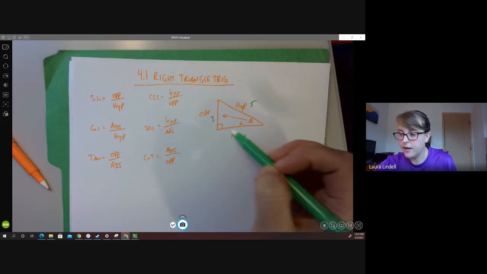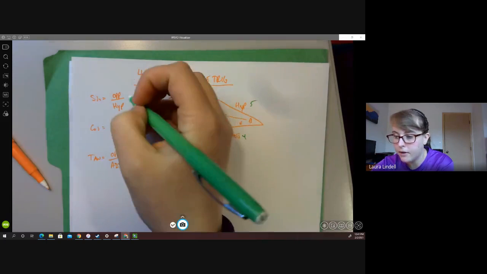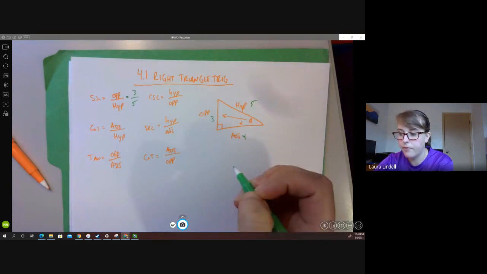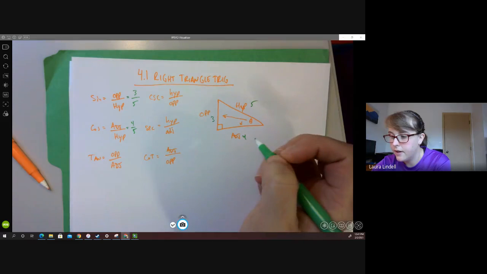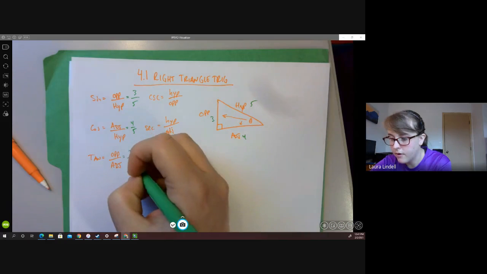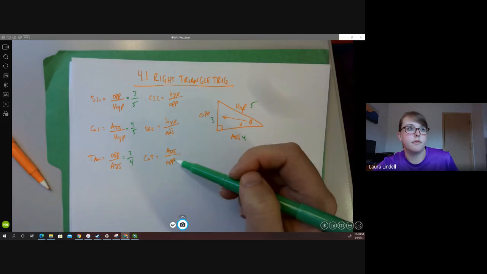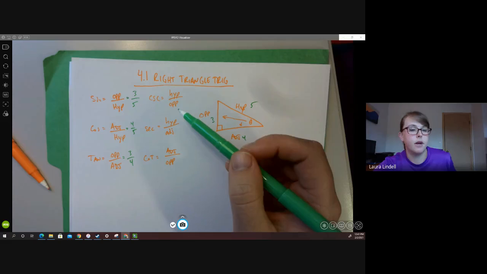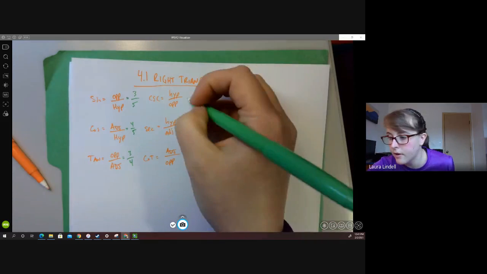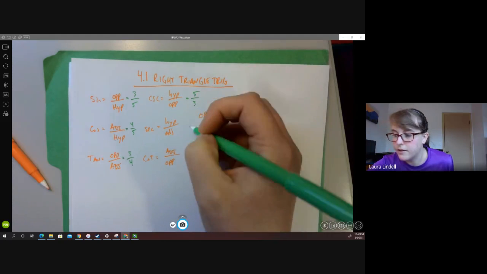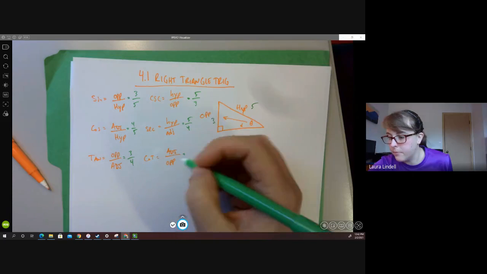Anyway, if we had these side lengths for this particular triangle, then sine would be the ratio opposite over hypotenuse. So in this case, it would be 3 over 5. Cosine would be 4 over 5. Tangent would be 3 over 4 for this particular triangle. And then these ones are all the reciprocal right triangle trig functions. So in order to get cosecant, you flip sine over. In order to get secant, you flip cosine over. In order to get cotangent, you flip tangent over.